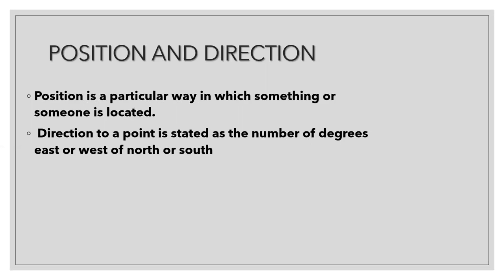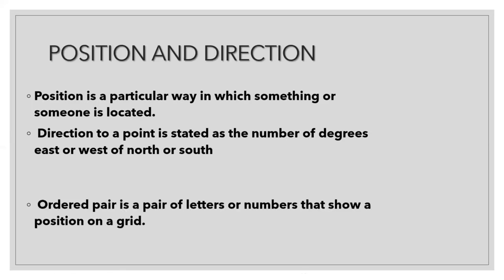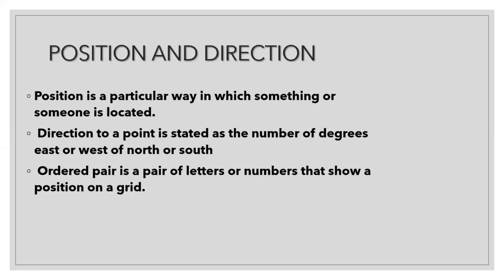So I think I don't need to explain much more about these two common words, position and direction. Next comes ordered pair. What do you mean by this ordered pair? Ordered pair is a pair of letters or numbers that show a position on a grid.